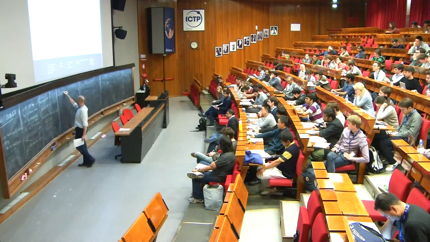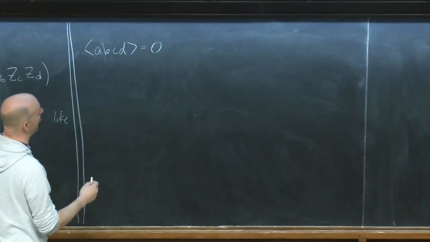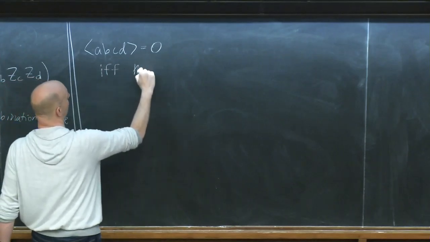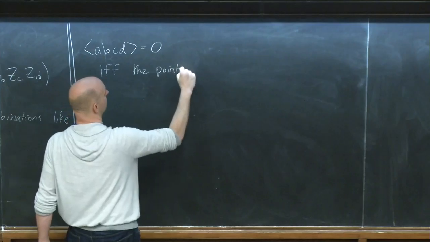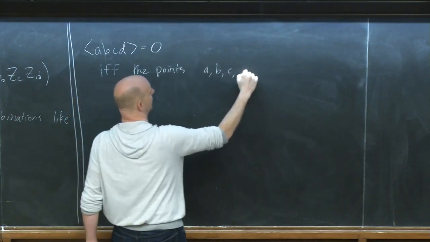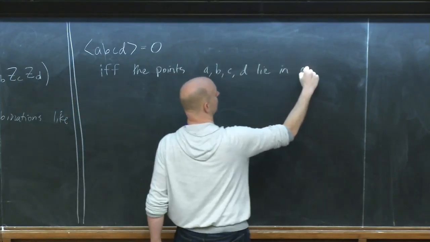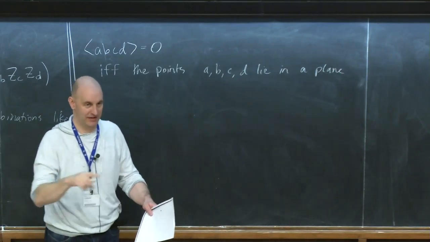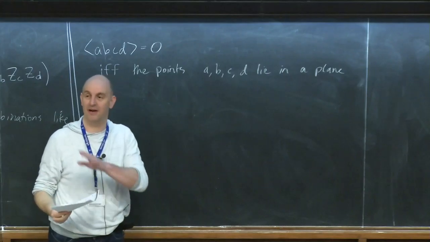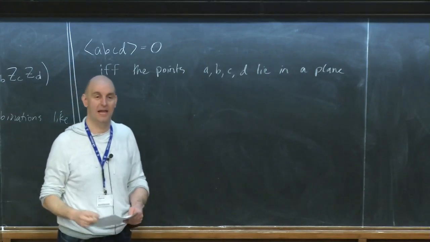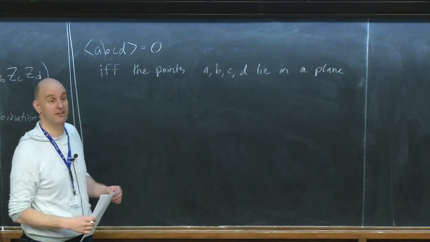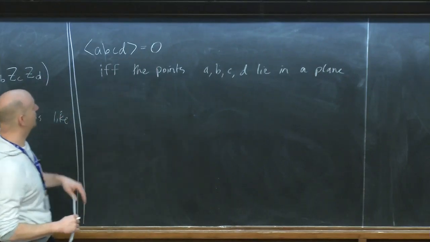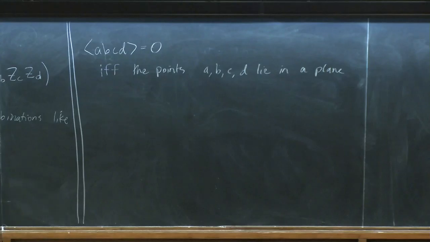The geometric intuition tells you that ABCD is equal to 0 if and only if the points A, B, C, D lie in a plane. If you have any three generic points in R3, generically they will lie in a plane. Now, if you add a fourth point, it's a non-trivial condition that all four of them lie in a plane, and you can think of this as expressing that condition.